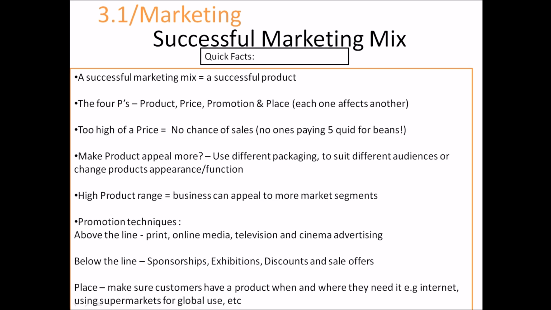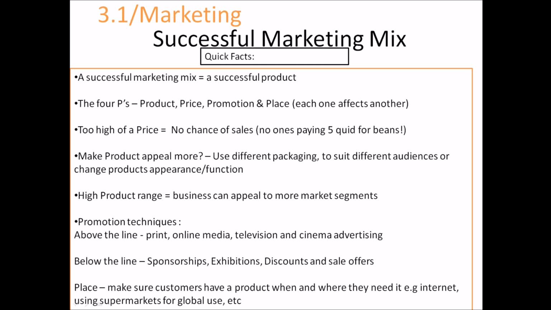It's to local people. Okay? The National Lottery sponsor for Britain's Got Talent on TV is above the line because it's on TV. It's going national. Okay? So don't get those two confused. But yeah, the other below the line techniques are sponsorships, exhibitions, discounts, and sales offers.